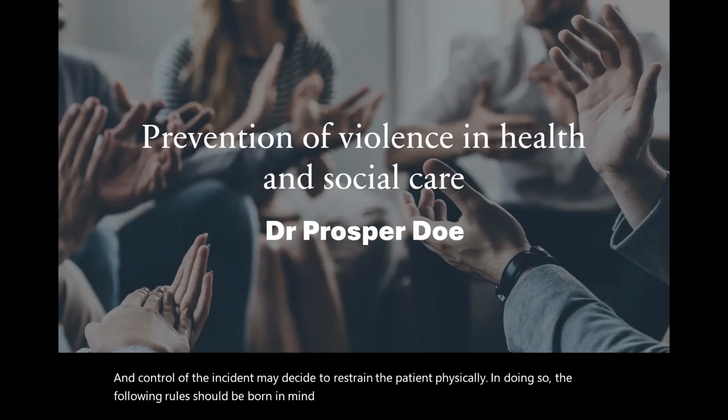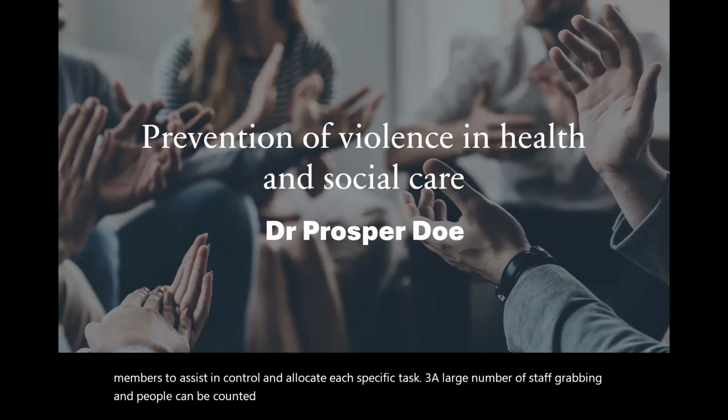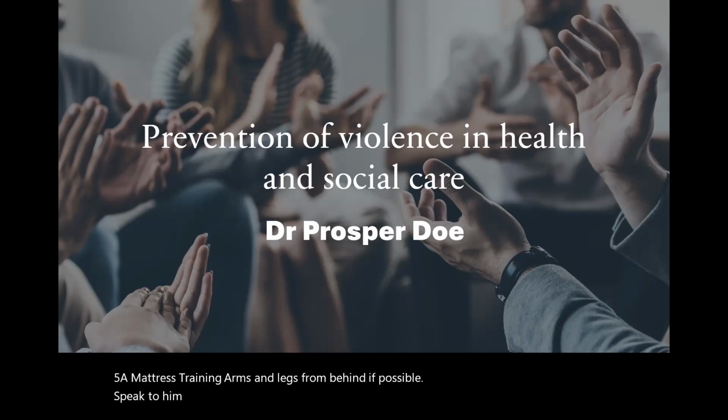1. Make a visual check for weapons. 2. Nominate staff members to assist in control and allocate each a specific task. 3. A large number of staff grabbing at people can be counterproductive. 4. Fewer, but well-briefed staff are likely to be more effective. 5. Aim at restraining arms and legs from behind if possible. Seek to immobilize swiftly and safely. Joints should not be moved or held contrary to a natural bend.